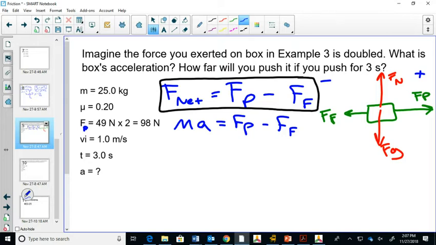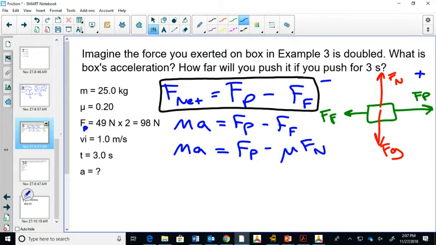What's my equation? So we said that it's mu times the normal force. So we could say that ma is equal to the force of the push minus mu times the normal force. But do we know the normal force? We're not given it, right? Okay, we know the normal force is just opposite of gravity, right? They have to be equal.